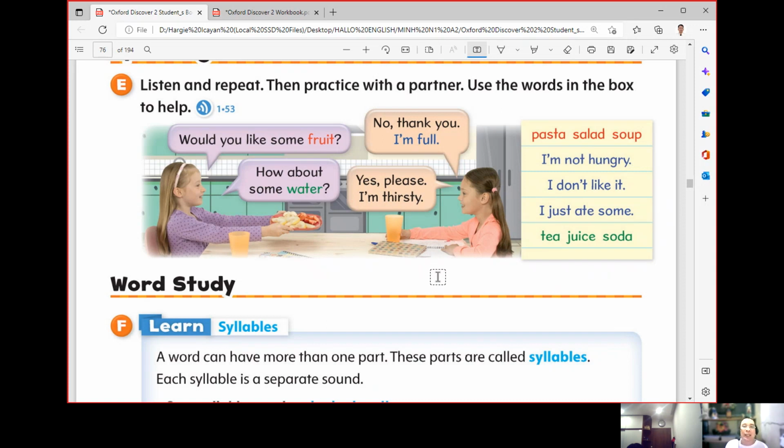Okay? Now, let's try to do that one, Min. I have to do this. You have to do this. I have to do this. No, you have to do this and I have to do this.